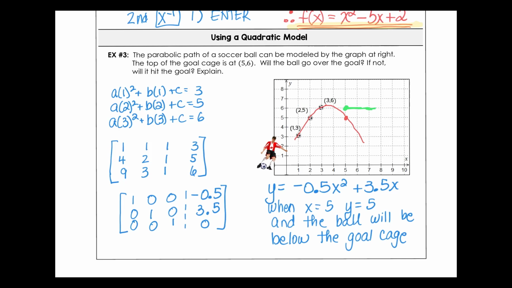So if you could imagine for a minute, if 5, 6 is where the top of the goal cage was, and the red is the path of the ball, then the guy kicking the goal got the ball into the cage and scored the goal there.